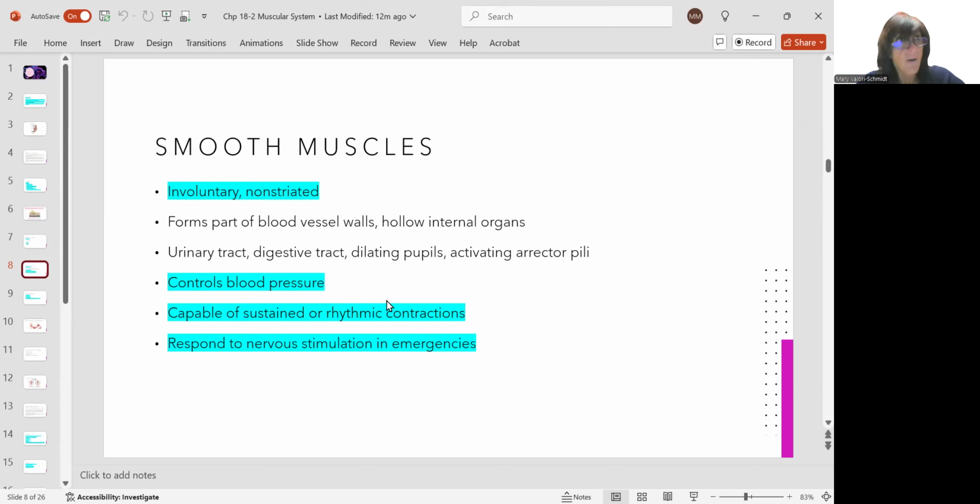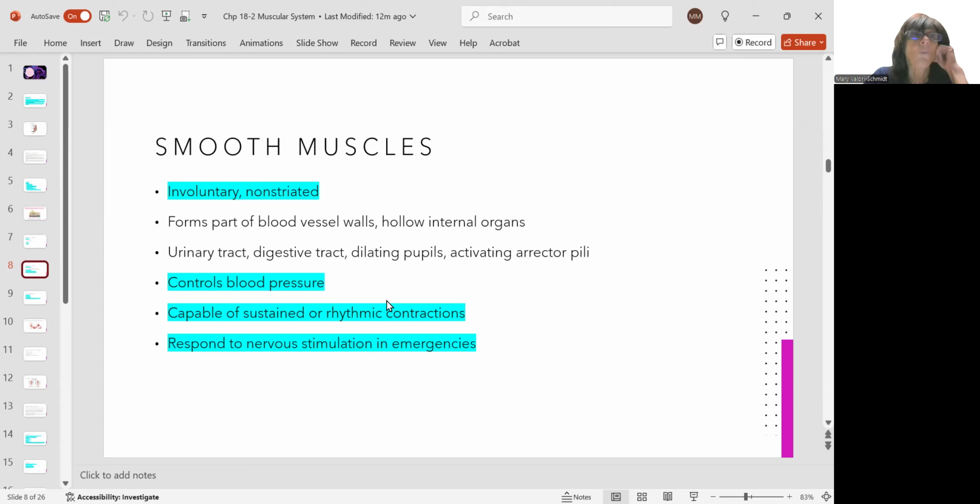Smooth muscles, they're the involuntary ones. Like I said, the big ones are your digestive tract, your urinary tract. Also, they're the ones that dilate your pupils. Okay. And they activate the erector pili. Everybody remembers that's the goosebumps, right? So those are the muscles that activate that to make the hair stand on end.